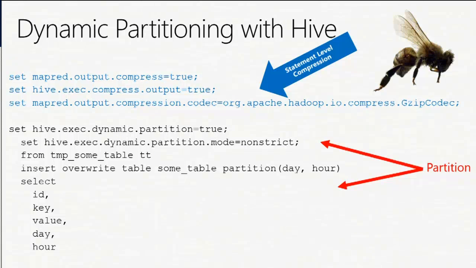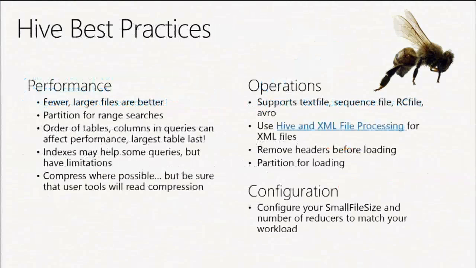So there's a few Hive best practices that we want to talk about. Some of these we've already mentioned, so I'll skip over those. The order of tables in your query and the columns in your query can affect performance pretty significantly. And it has to do with the type of join that's going to be generated under the covers in MapReduce.